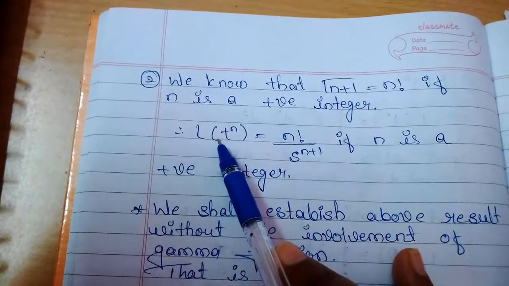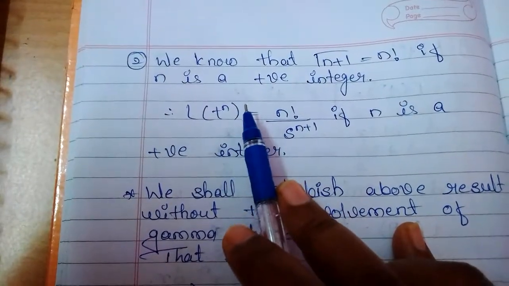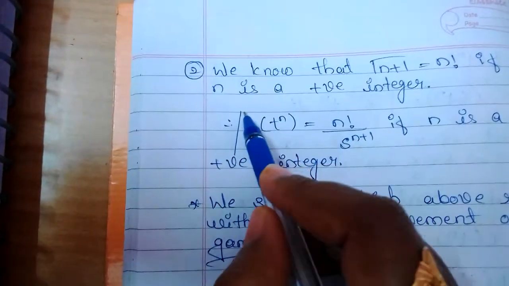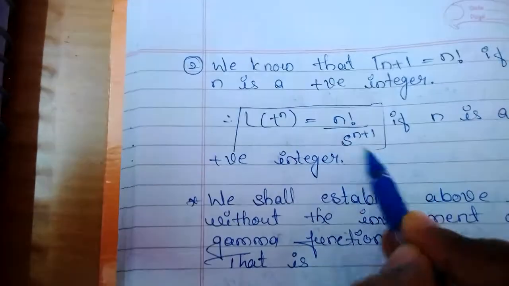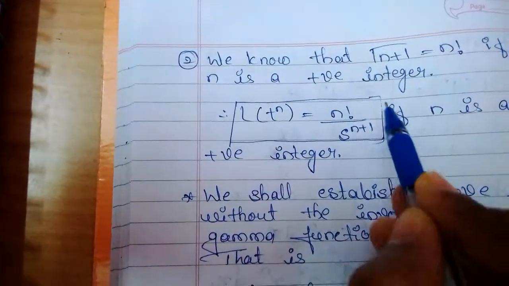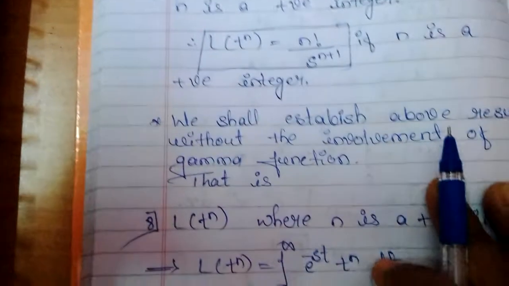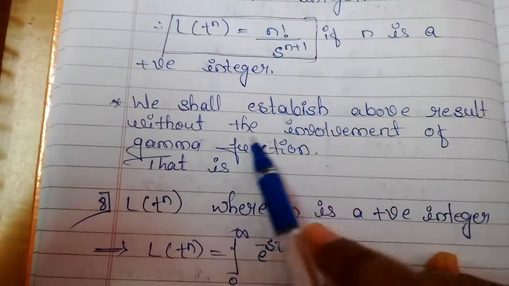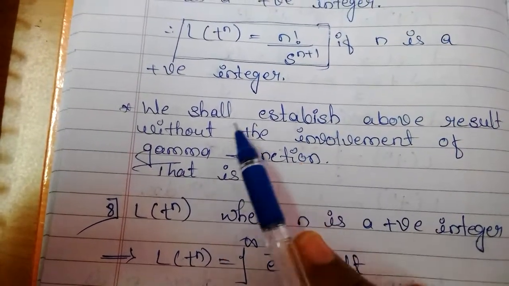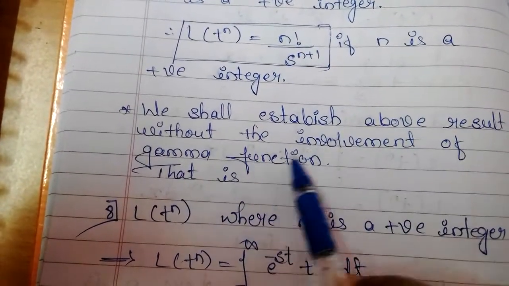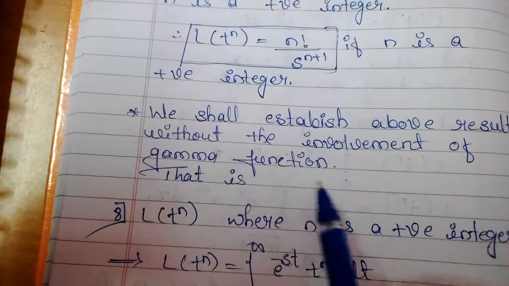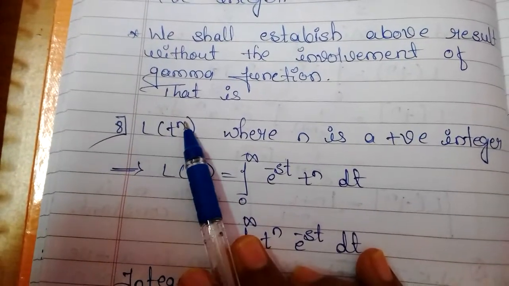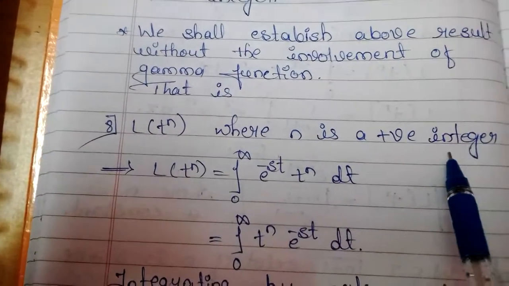Here, Laplace transform of t raised to n will be n factorial divided by s raised to n plus 1. This is also one of the most important results which you have to remember. So here we shall establish the above result without involving the gamma function, that is, Laplace transform of t raised to n, where n is a positive integer.